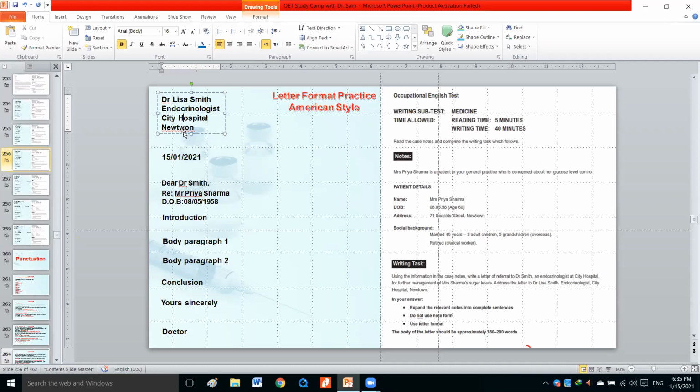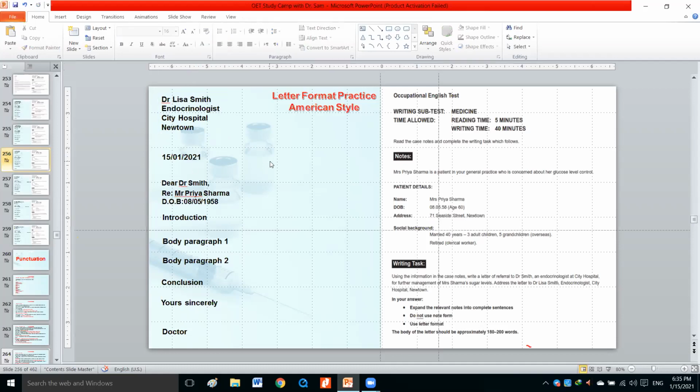Newtown. Yes. T, O preceding W. O W. Sorry, O W. Yes, this is the correct one. O W down. Okay. What about the date?